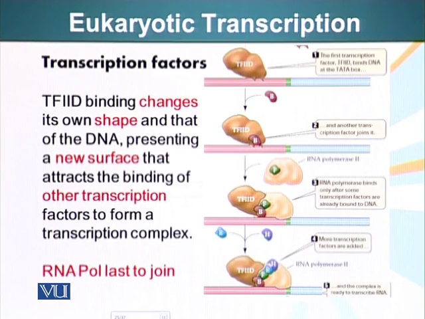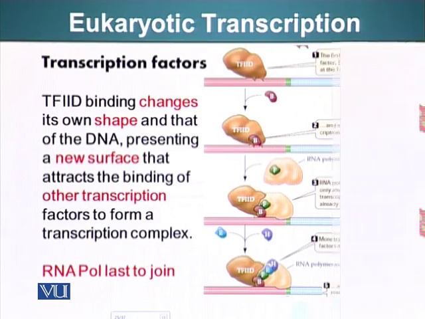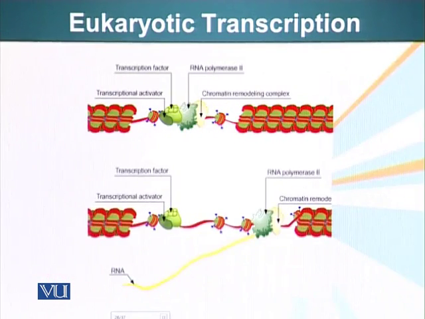So these proteins keep on accumulating, and one of the last proteins is RNA polymerase II in this case, which will join this whole transcription complex, and the transcription will start. So this is how things look in eukaryotic transcription.